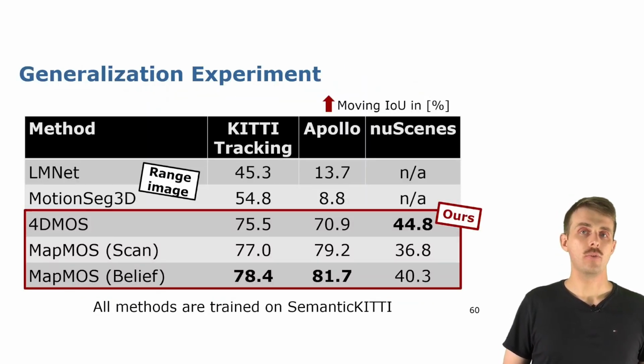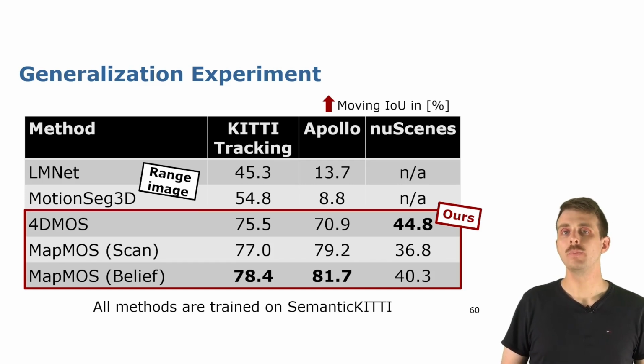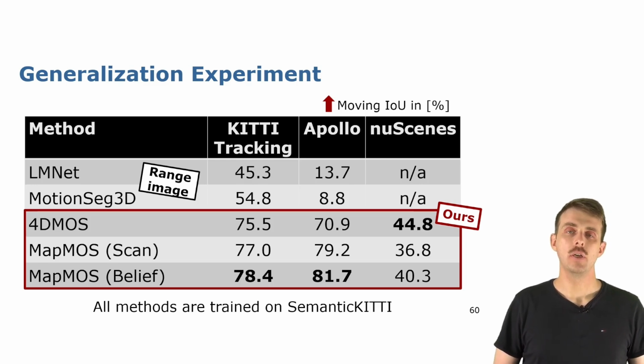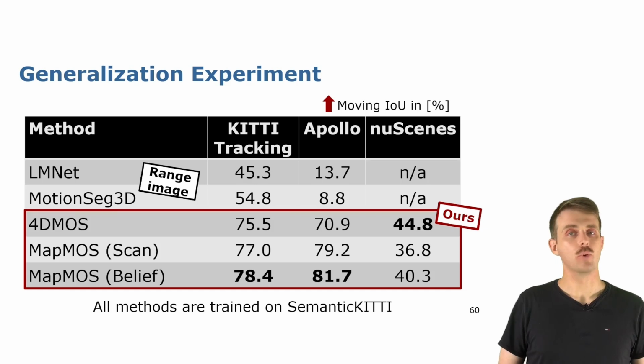We further followed this generalization capability, or the investigation of this, and compared different approaches on different variations of, let's say, domain shift. So here the top two methods are again range image based approaches, and below you see our 4D-MOS and MapMOS in comparison. The first column shows the result of KITTI tracking, which is the sequence I showed during the mapping experiment. So it's using the same sensor, the same car for recording, but in a different environment. And our approaches already work better than the range image based ones.